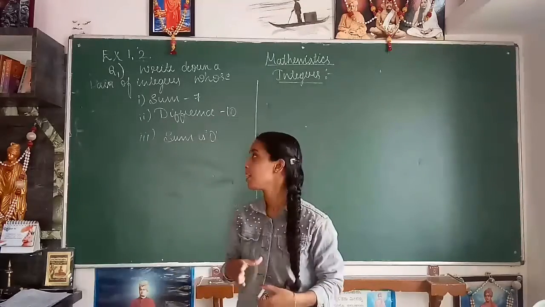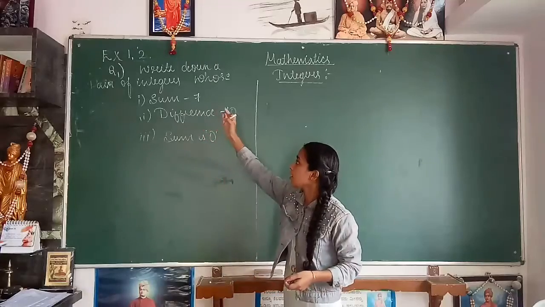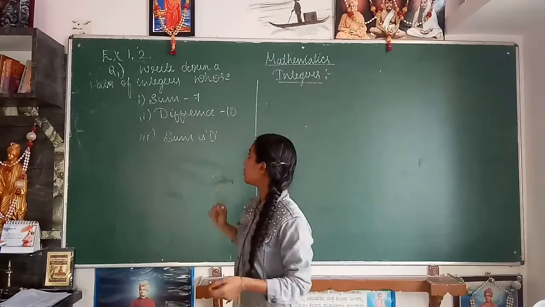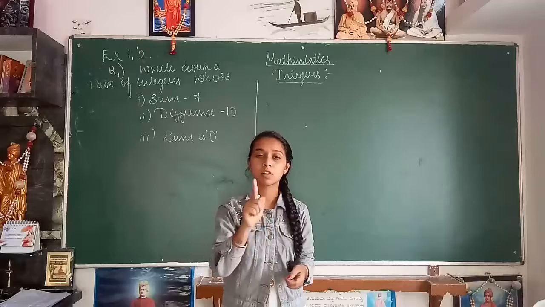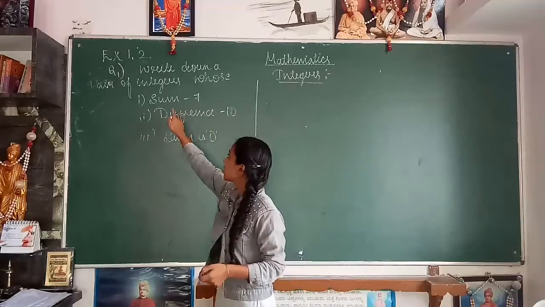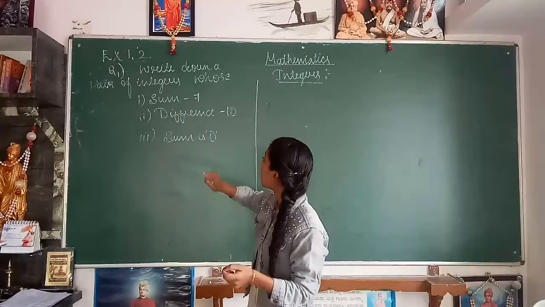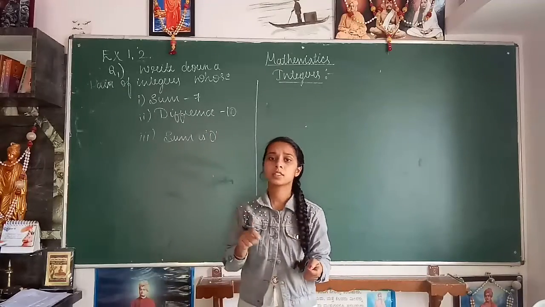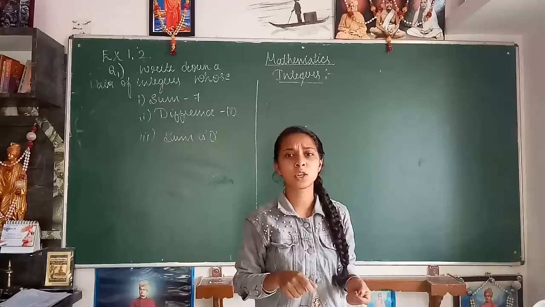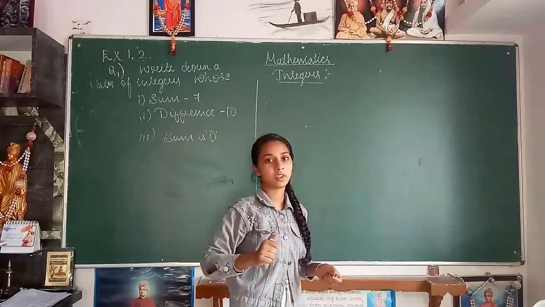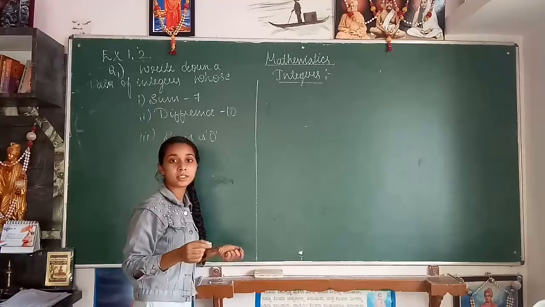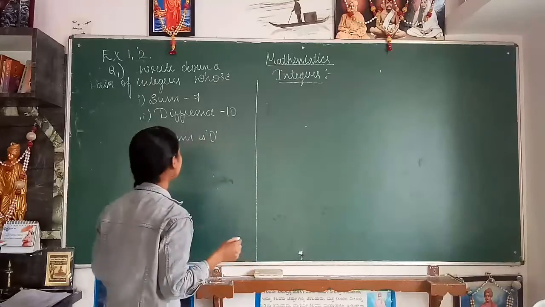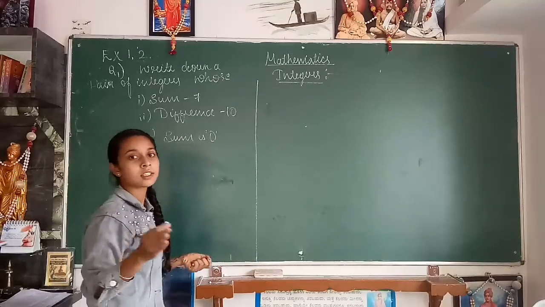So that question we will read: write down a pair of integers whose sum is minus 7, whose difference is minus 10, and whose sum is 0. So how can we solve these problems? Yes, we can solve this problem. So what is the first problem? That is the sum minus 7, right?